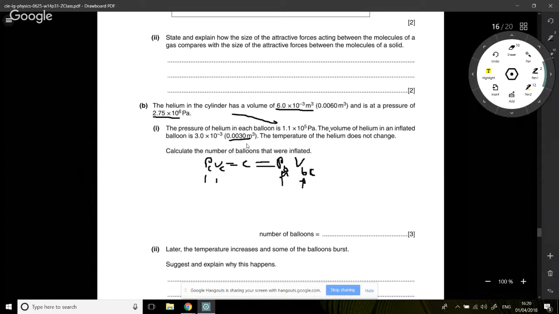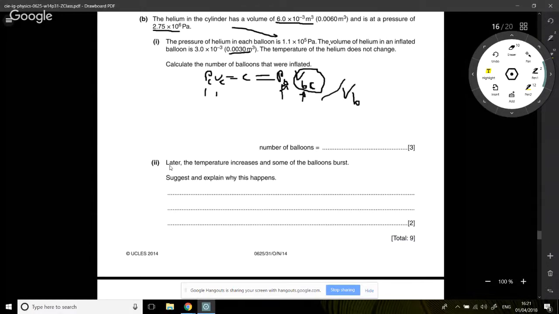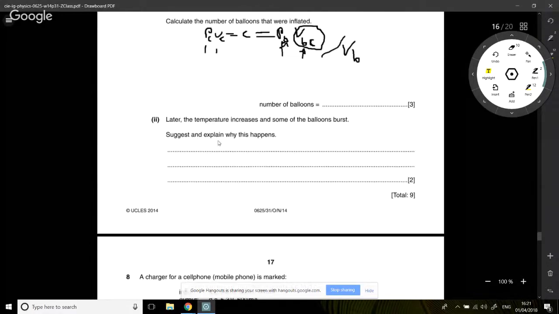And then we basically just take this and divide it by the volume of each balloon. Let's just call this balloon on its own. And then you would get how many balloons it would create, or how many you would be able to inflate. Later, the temperature increases and some of the balloons burst. Suggest and explain why this happens.